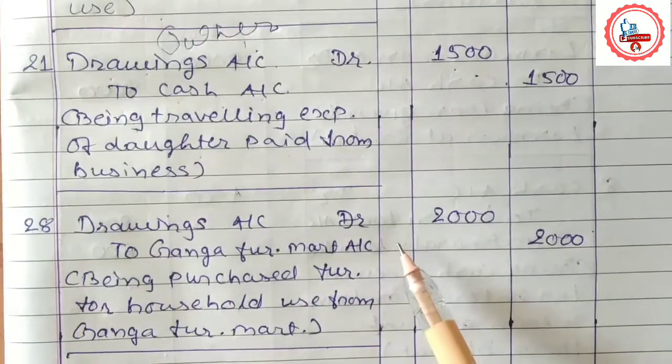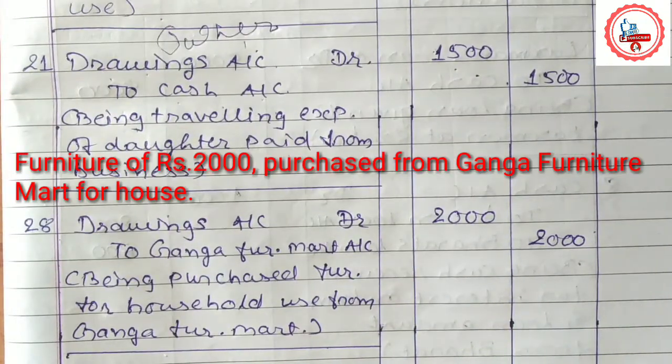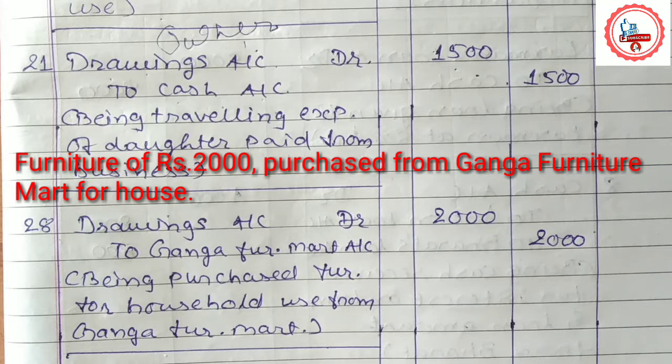Date 28. Furniture of rupees 2,000 purchased from Ganga Furniture Mart for house. Who is Ganga Furniture Mart? Ganga Furniture Mart is an artificial person. Who has purchased this furniture? Owner has purchased this furniture. Payment has been done from where?